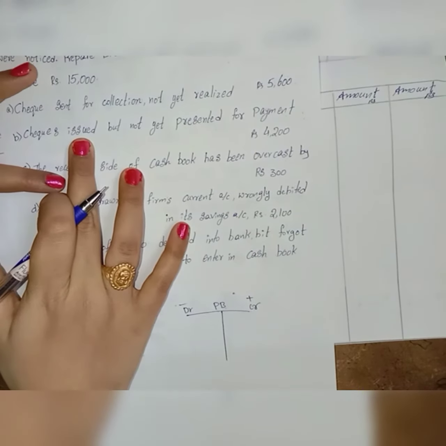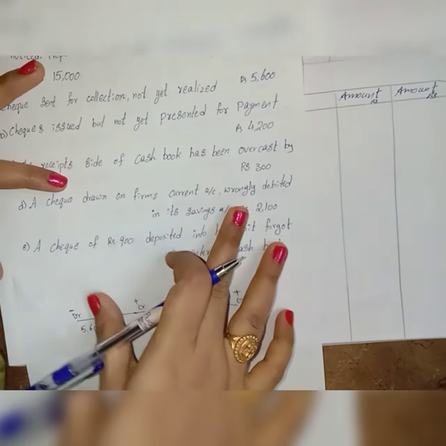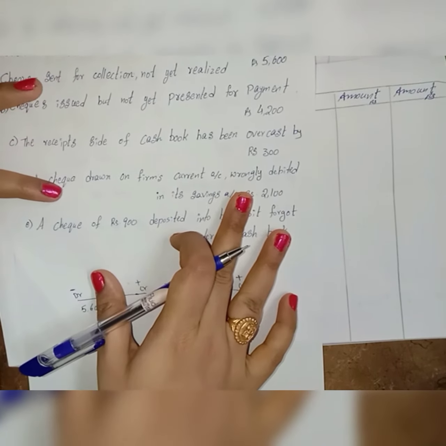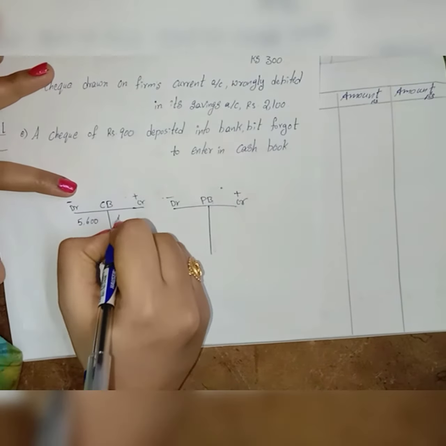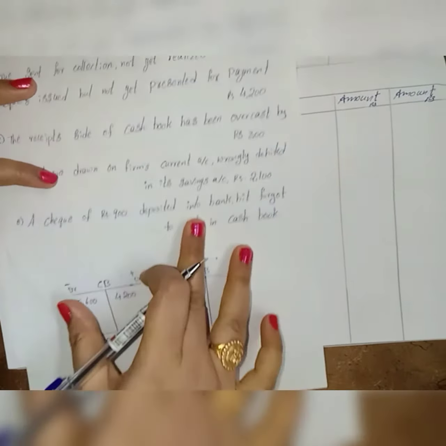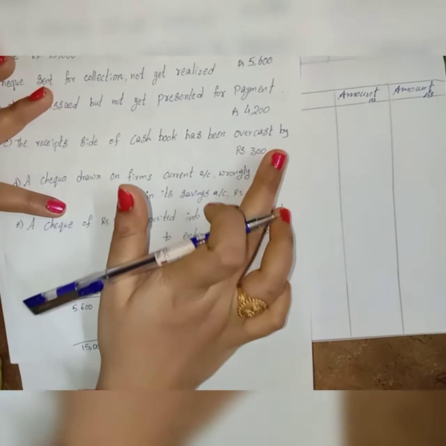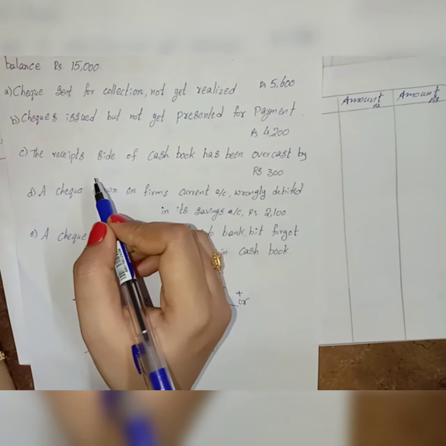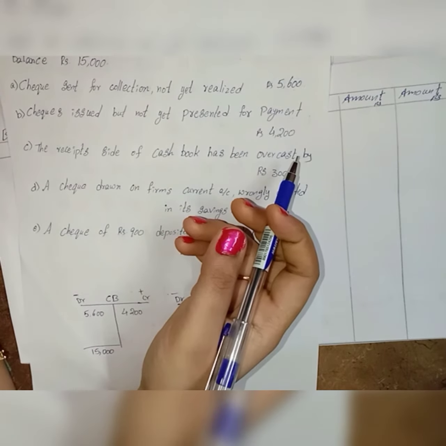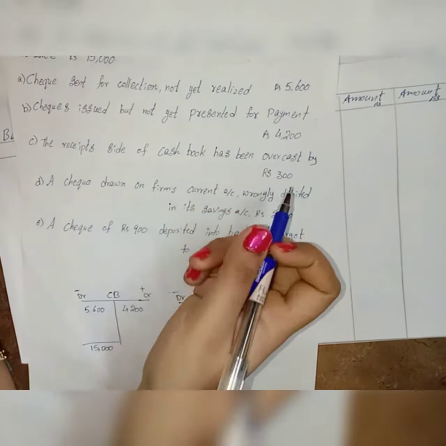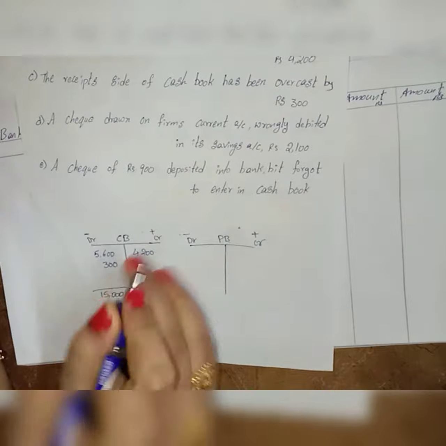Checks issued but not yet presented for payment. We have issued the check, so it is always on the credit side of the cash book, 4,200. And next, the receipt side of the cash book has been overcast by 300. Receipts in the cash book are always on the debit side, so it is overcast by 300. So we have to debit the 300 in the cash book.